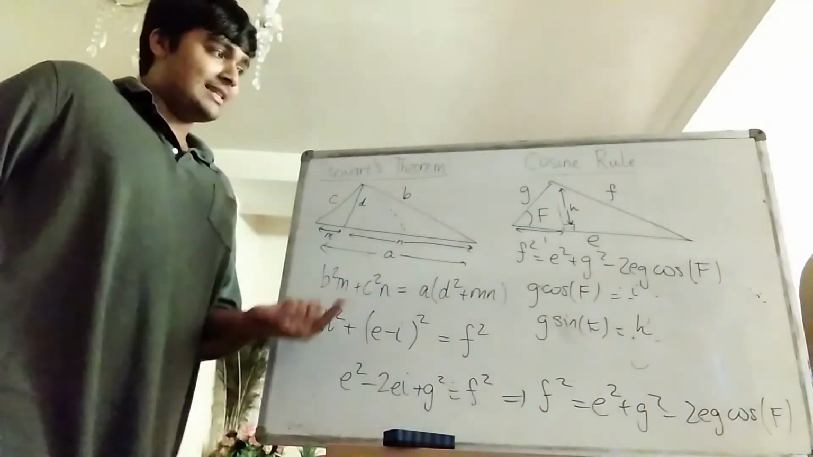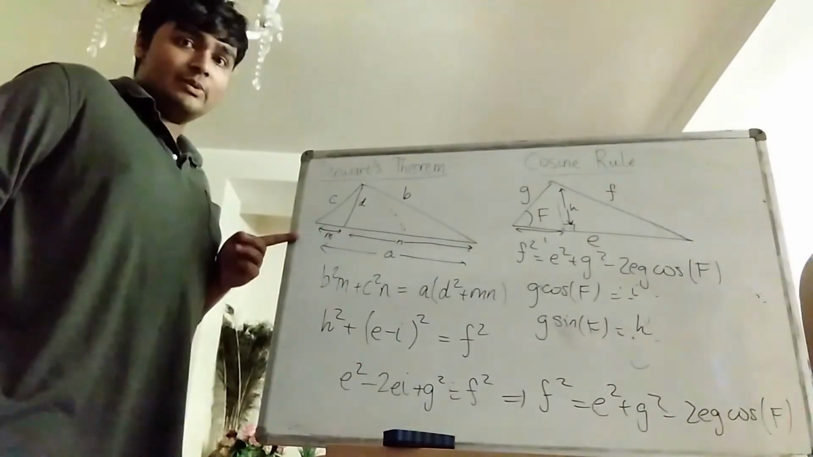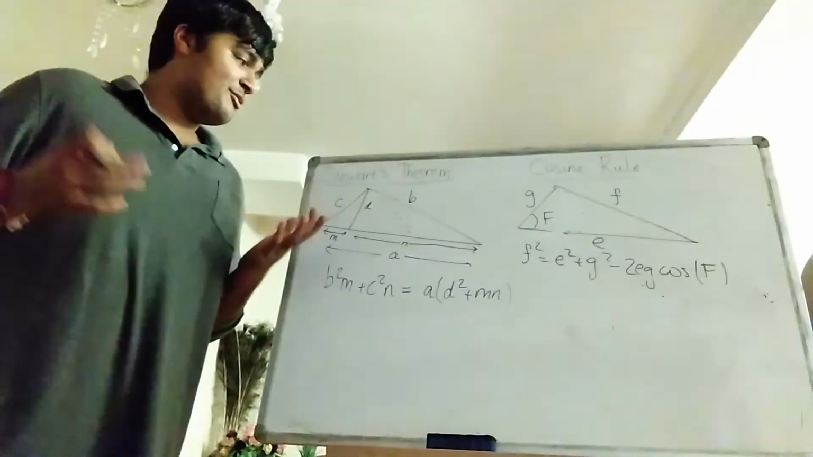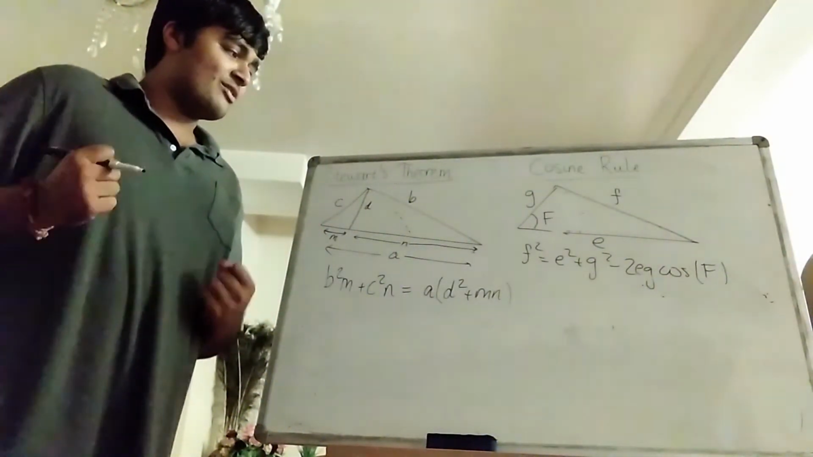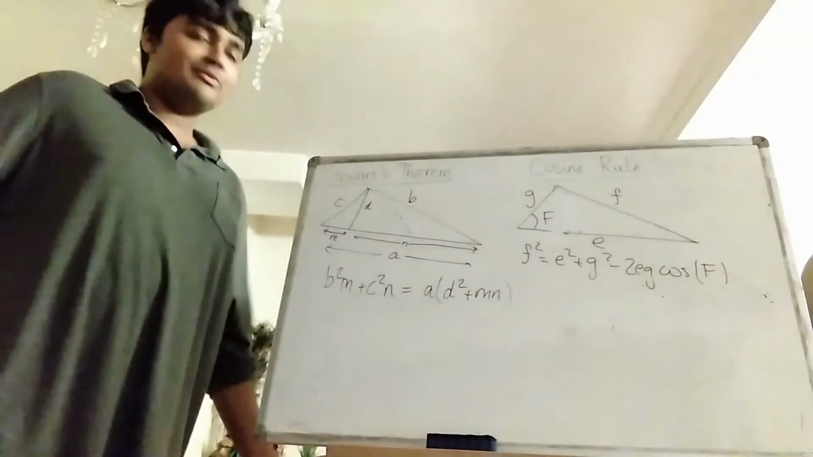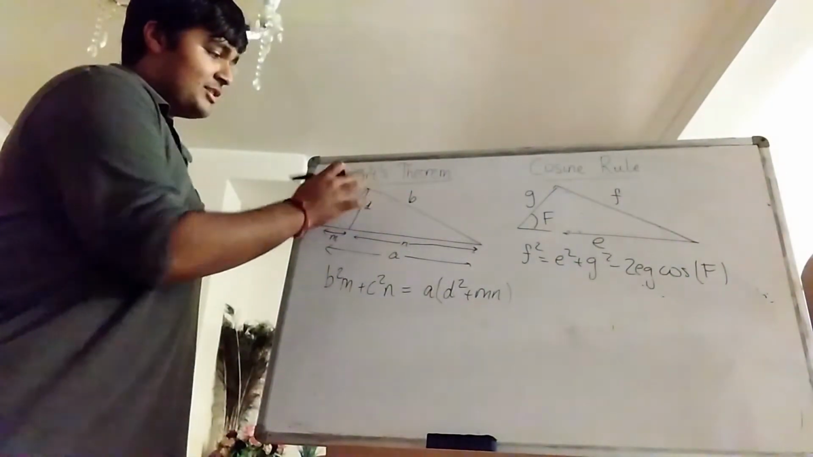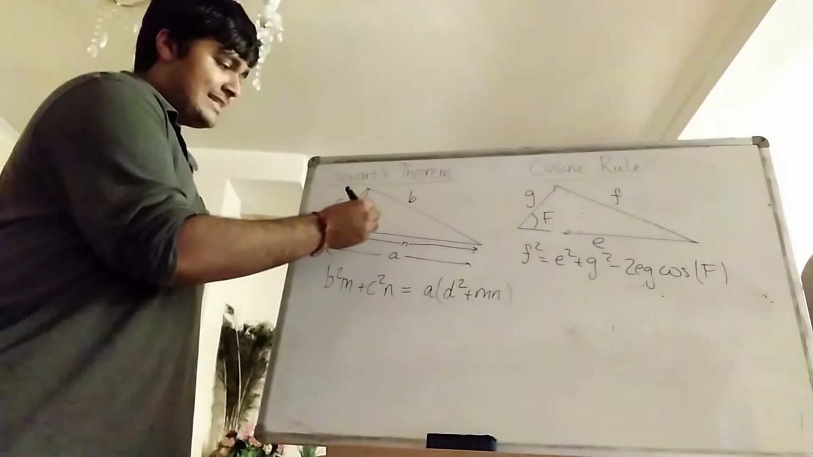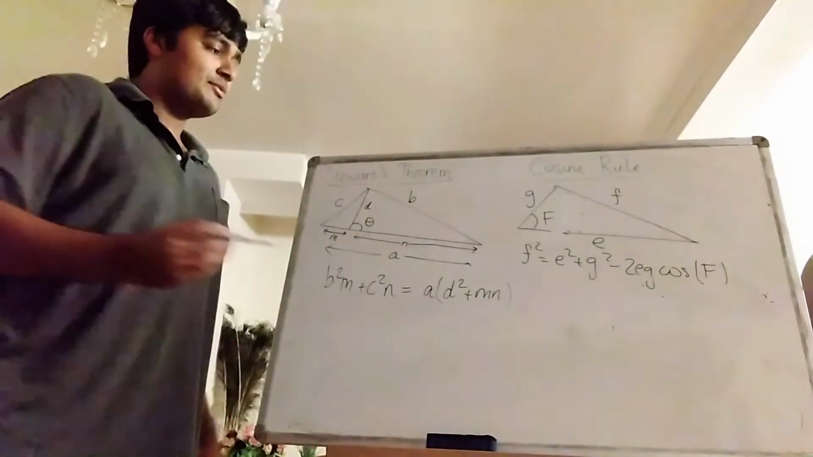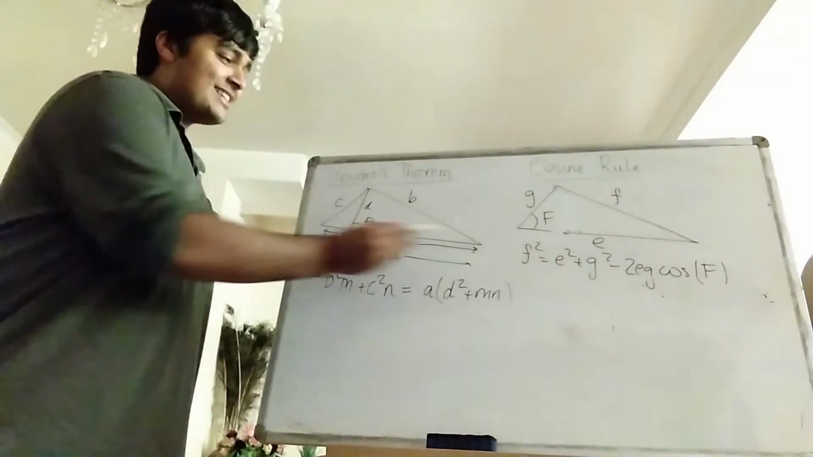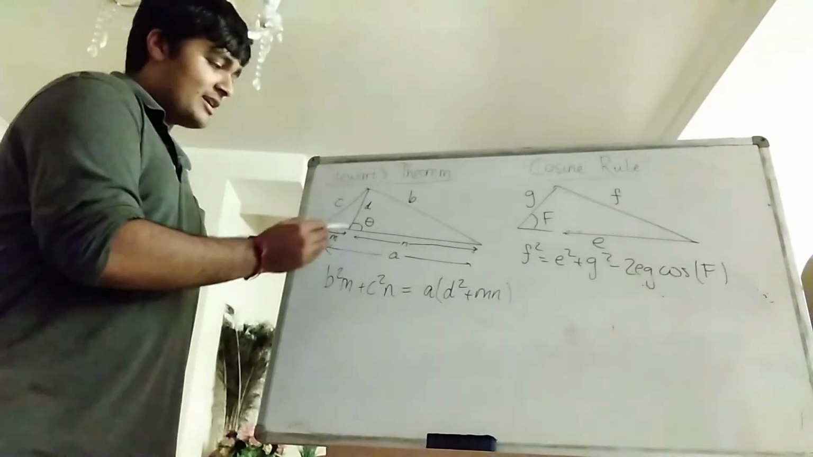Okay, now let's use this cosine rule to prove Stewart's theorem. The proof for Stewart's theorem is essentially a direct corollary from the proof of the cosine rule. What I'm going to do is call this angle here theta, and then apply the cosine rule twice. Once to this triangle here, and once to this triangle here.